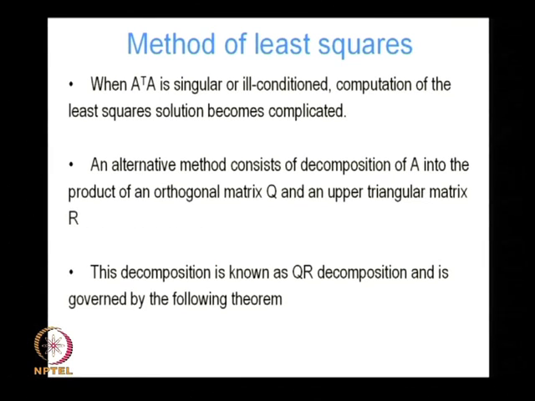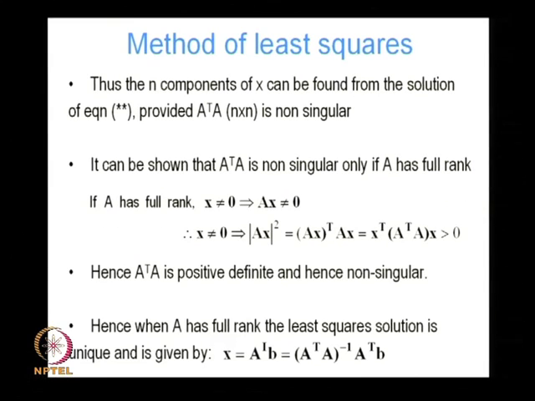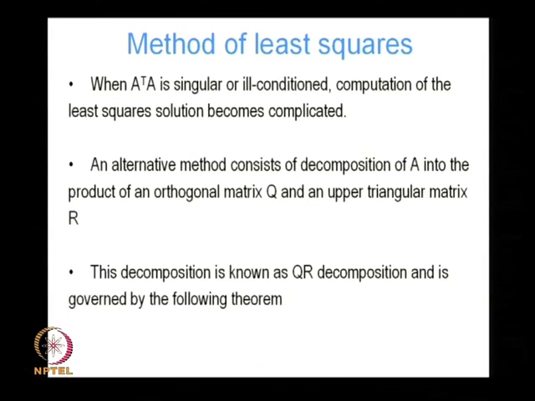When A transpose A is singular or ill conditioned, computation of the least square solution becomes complicated. You can see that because it becomes harder to invert this matrix, right. If A transpose A is ill conditioned or near singular, it becomes hard to invert that matrix, and the computation of the least square solution becomes complicated. An alternative method consists of the decomposition of A into the product of an orthogonal matrix Q and an upper triangular matrix R. This decomposition is known as QR decomposition. It is very important in numerical analysis, and it is governed by the following theorem.